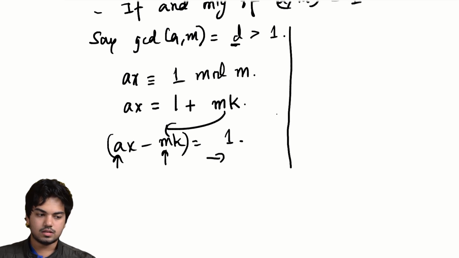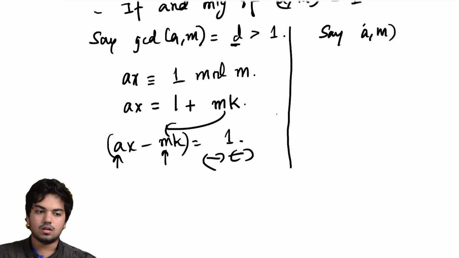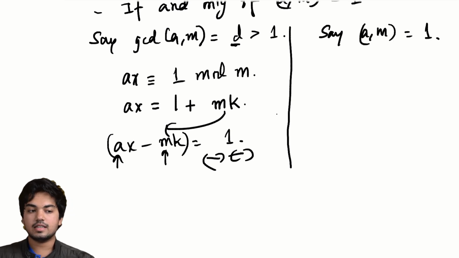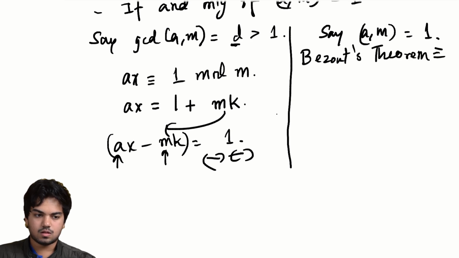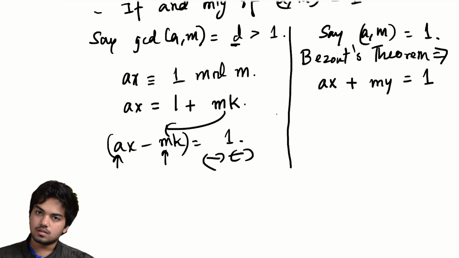So, which is a contradiction. Now say gcd(a, m) is equal to 1. A and m are coprime. This impossibility gives us an insight into how to find an inverse. So say a and m are coprime. By Bezout's theorem, which I have covered before, I can find integers x and y such that ax plus my is equal to 1.